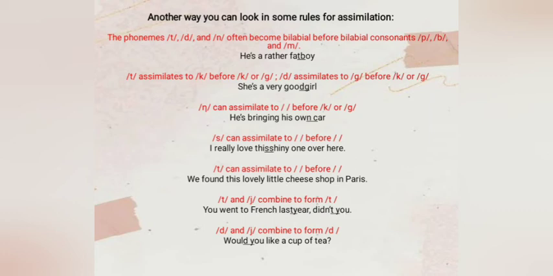T can assimilate to ʃ before ʃ. Example, we found this lovely little cheese shop in Paris. T and j combine to form tʃ. Example, you went to France last year, didn't you? D and j combine to form dʒ. Example, would you like a cup of tea?